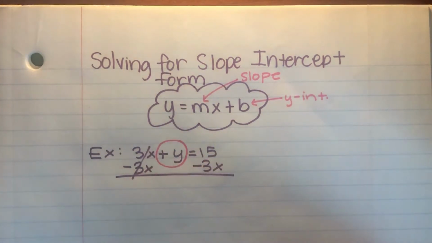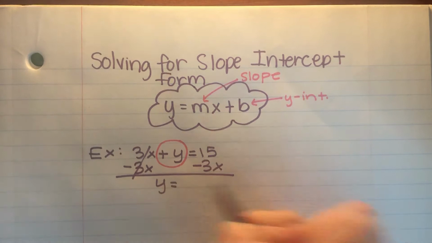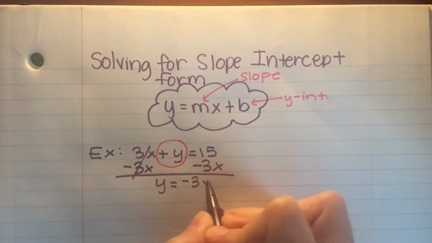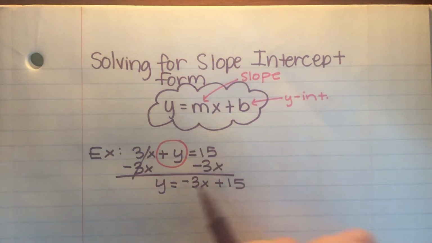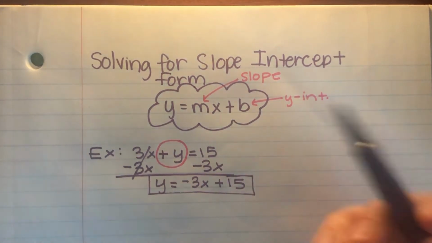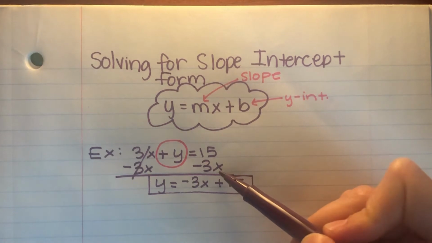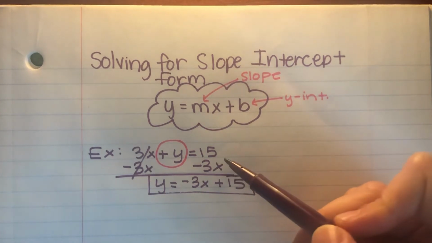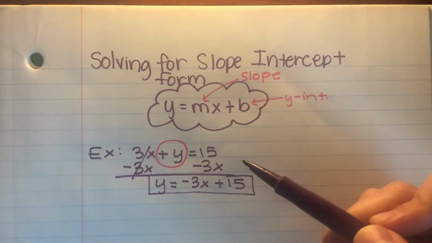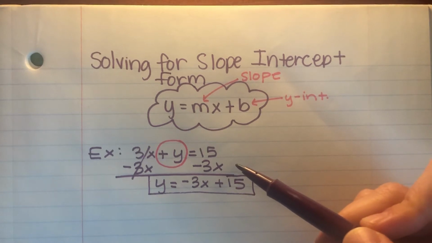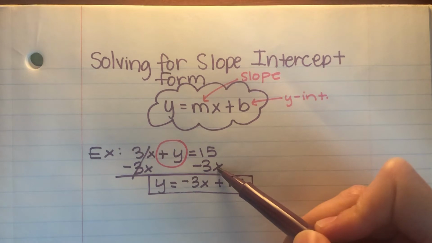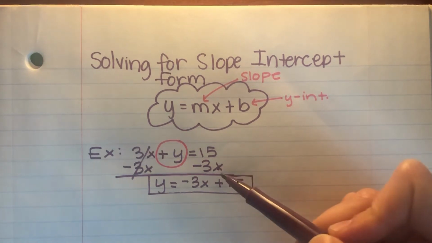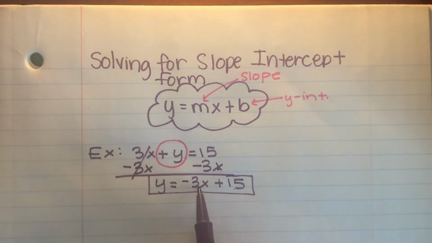Here our 3x's cancel out, and we rewrite our equation. So this is y equals negative 3x plus 15. Now be careful, because here we have 15 and negative 3x. These are not like terms. So a common mistake might be to combine them and make them 12x, for example. Remember that like terms are terms that have the same variable and the same exponent. So 15 and negative 3x are not like terms, and that's why we're leaving them as two separate terms in our equation. So our answer is y equals negative 3x plus 15.